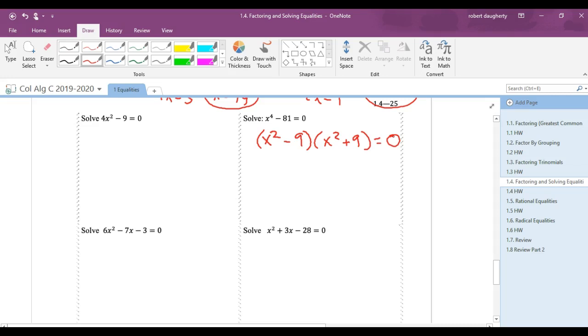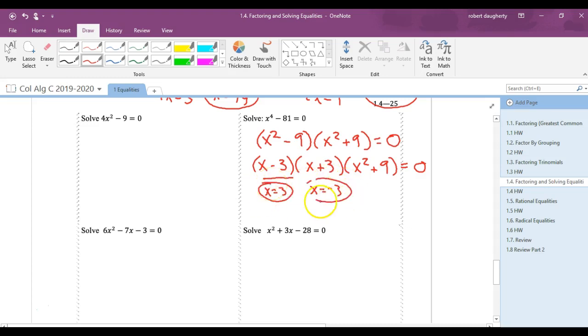Now, can this one be factored? Yeah, that's x minus 3, x plus 3 times x squared plus 9 equals 0. Okay. I set each one equal to 0. What happens when I set that one equal to 0? x is what? 3. This gives me x equal 3. This gives me what? x equal negative 3.